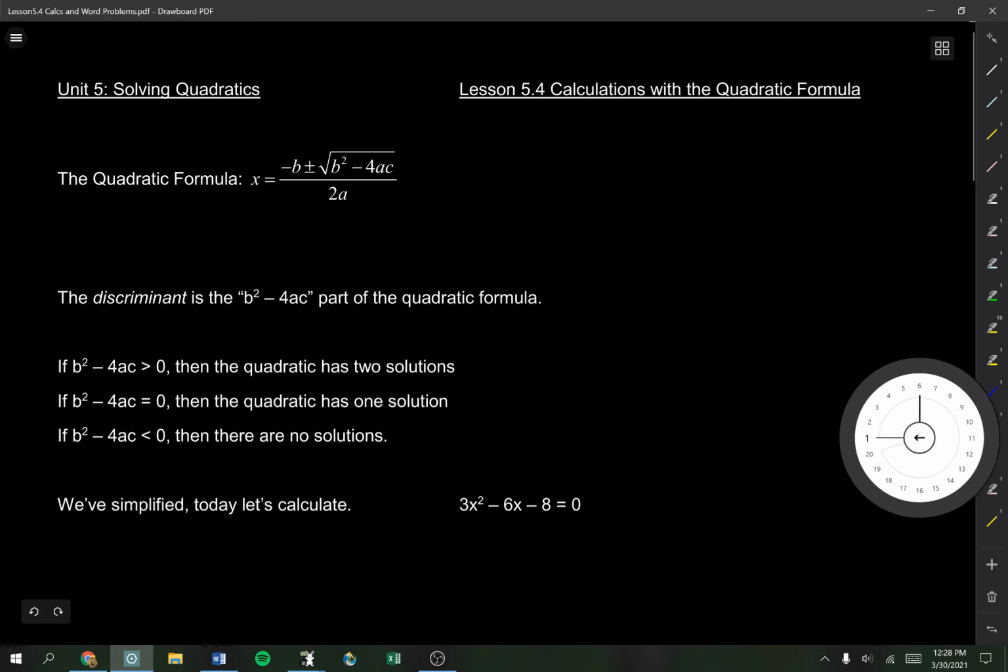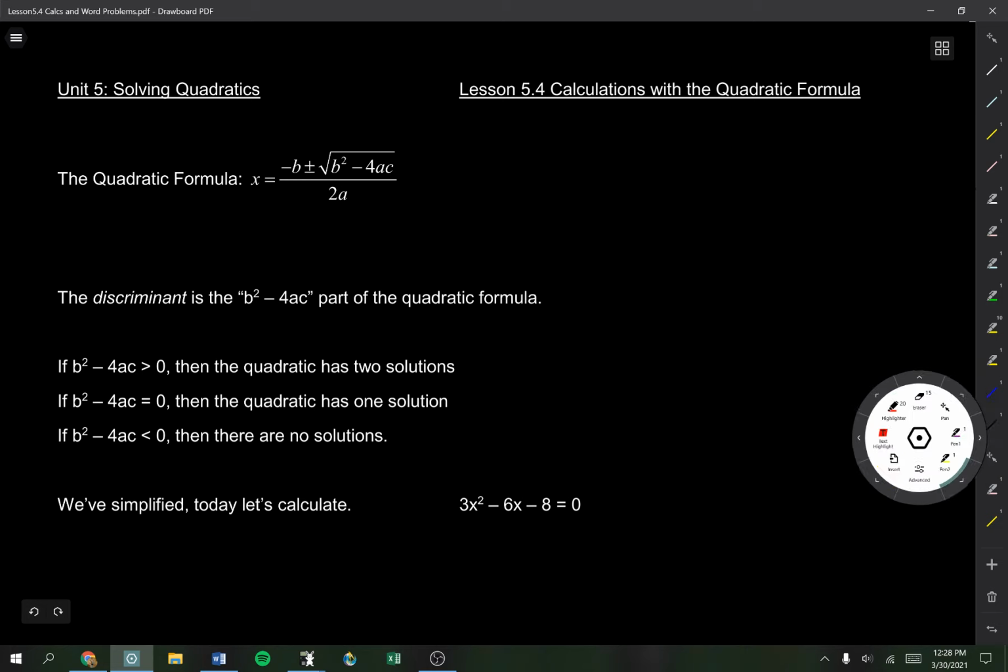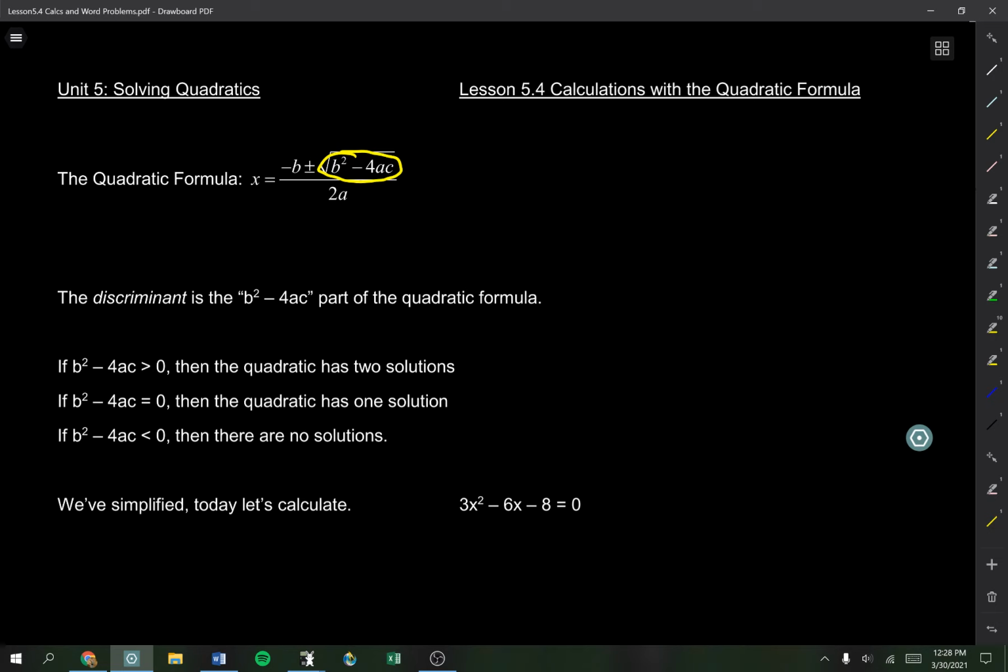This formula has a bit inside of it called the discriminant. This b squared minus 4ac right here is called the discriminant. It tells us a few things. If b squared minus 4ac is positive, then you have two solutions. If it's negative, you have no solutions. And if it equals 0 exactly, you have exactly one solution. So that means you have crossing the x-axis twice, crossing the x-axis exactly once, or crossing the x-axis never.